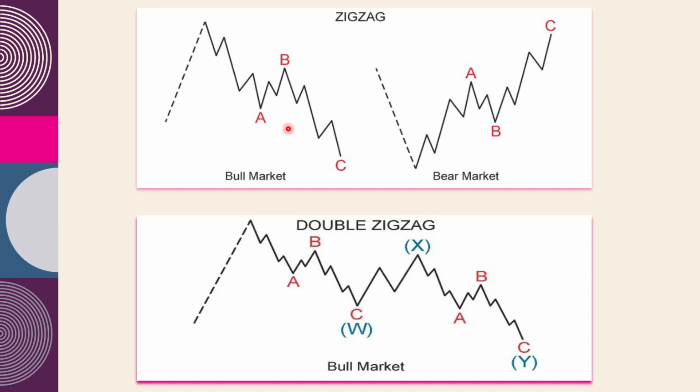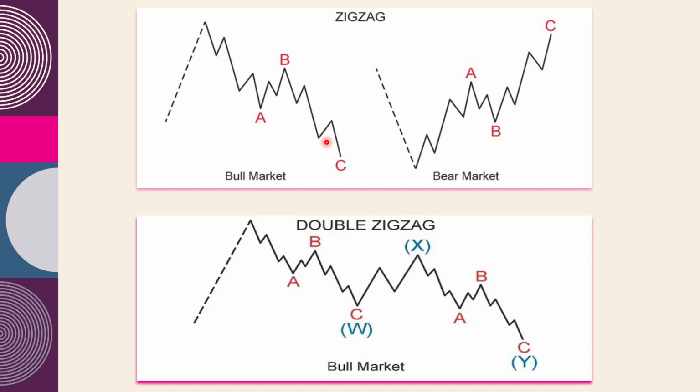Wave C is always an impulse or ending diagonal. Wave B is always a corrective wave. This corrective wave can be a zigzag, flat, triangle, or combination. What are flat, triangle, and combination? We'll be discussing them shortly. We call this zigzag a 5-3-5 structure because this is a 5-wave move, 1, 2, 3, 4, 5, then a corrective wave, 1, 2, 3, and again a 5-wave move. Hence we call it a 5-3-5 structure.